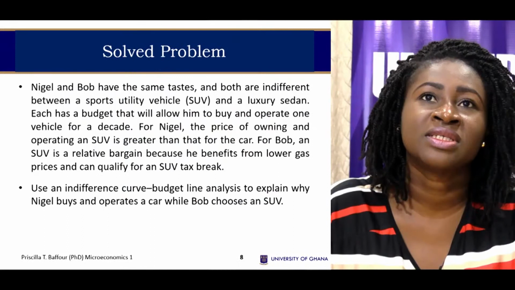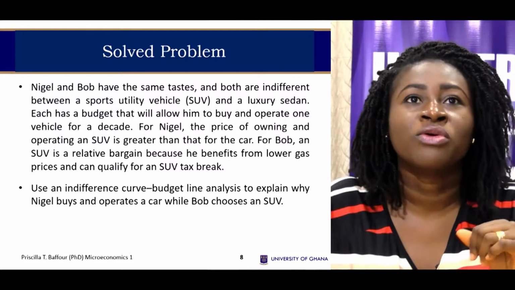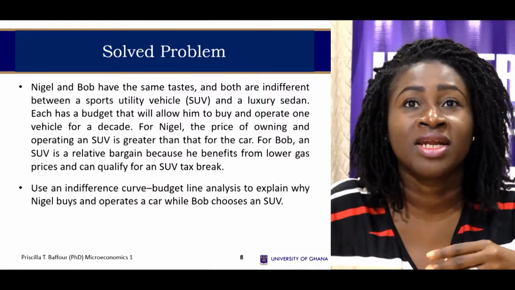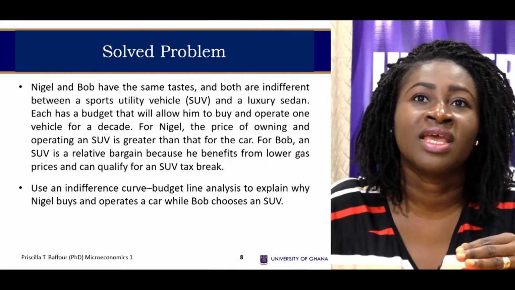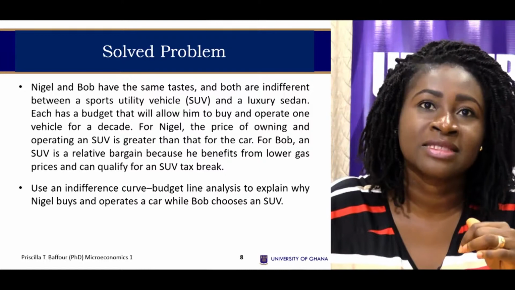So let's look at a scenario where Nigel and Bob have the same taste. They are both indifferent between a sports utility car and a luxury sedan. Each has a budget that will allow him to buy and operate one vehicle for a decade. For Nigel, the price of owning and operating an SUV is greater than that of a car. For Bob, an SUV is a relative bargain because he benefits from lower gas prices and can qualify for an SUV tax break.